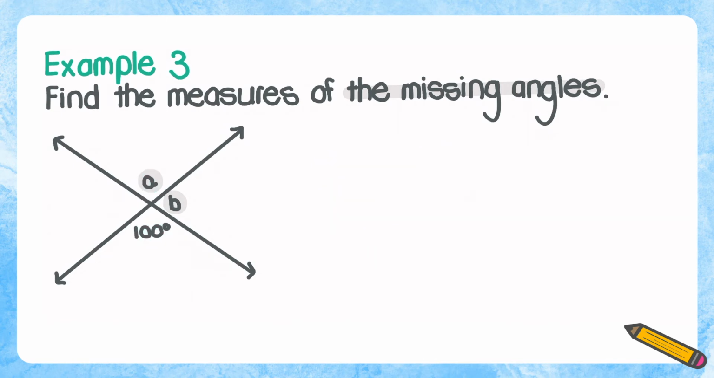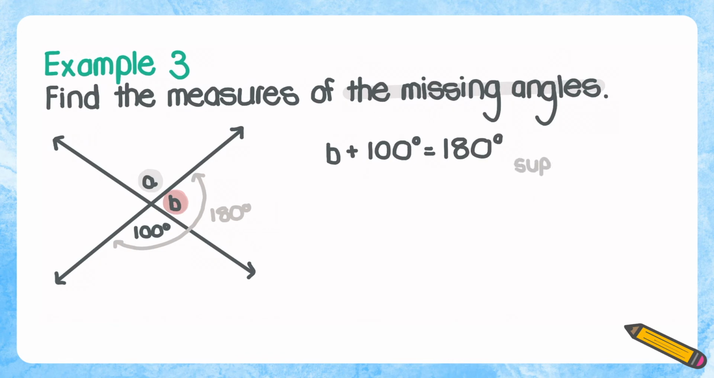Next, let's look at angle B. So what do you notice about angle B? Think back to the previous lesson. I notice here that I have a straight angle, which is 180 degrees. So the angle B and the 100 degrees are supplementary angles, meaning that they sum to 180 degrees. So here I noticed that angle B and the 100 degrees are supplementary angles.